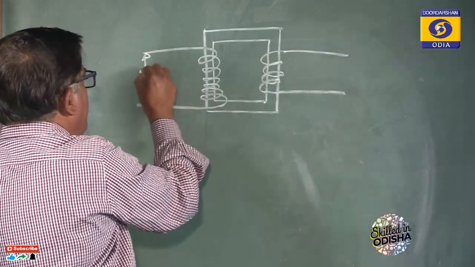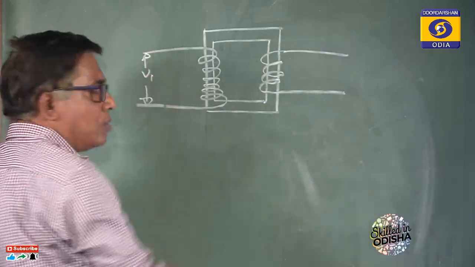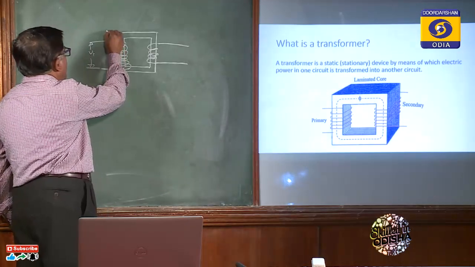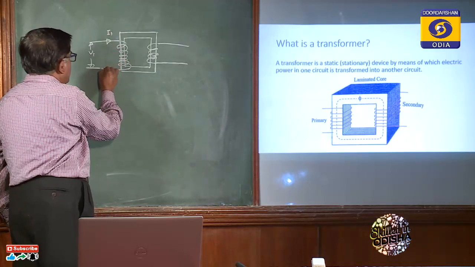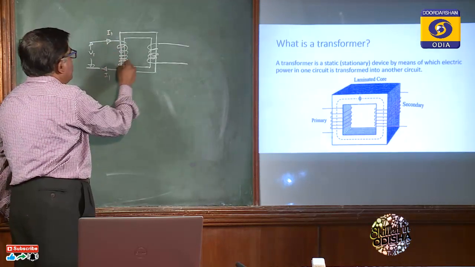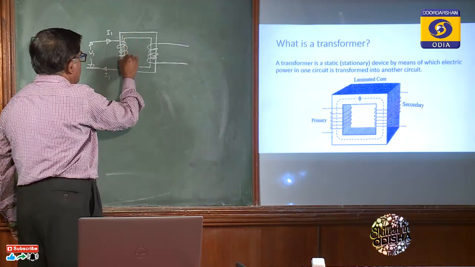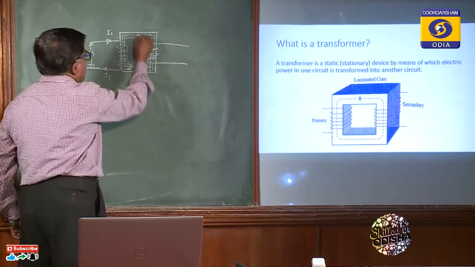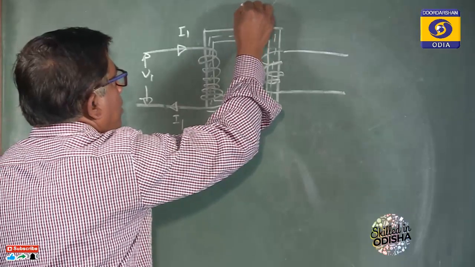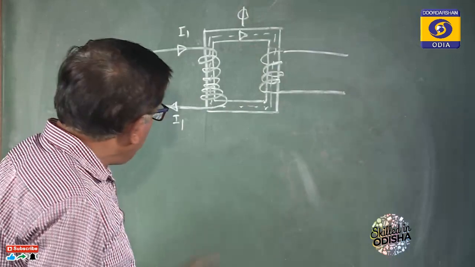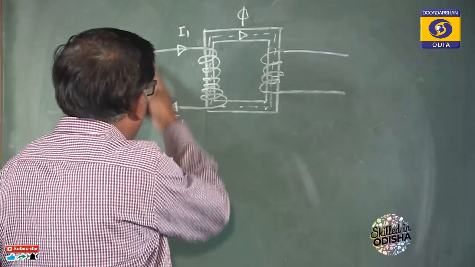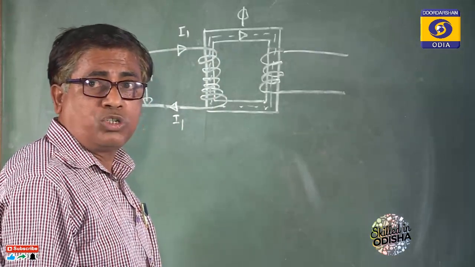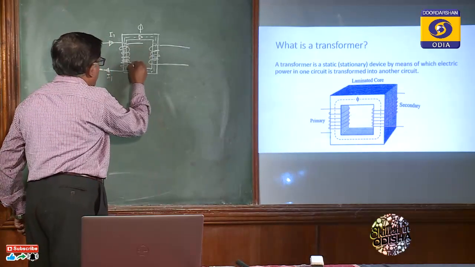So the input supply is V1. Now current will flow, and the current flowing is I1. Due to this, a flux will be produced here. The flux is phi. Now, due to this input supply, a voltage will be induced in the primary winding. That is known as the induced voltage, that is your E1.